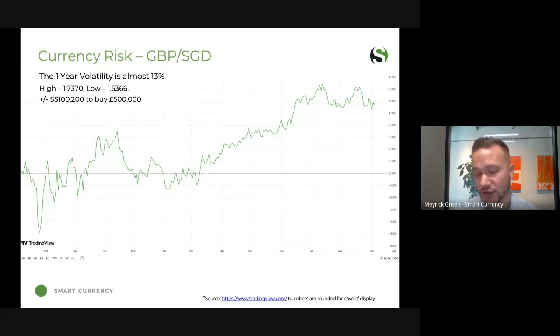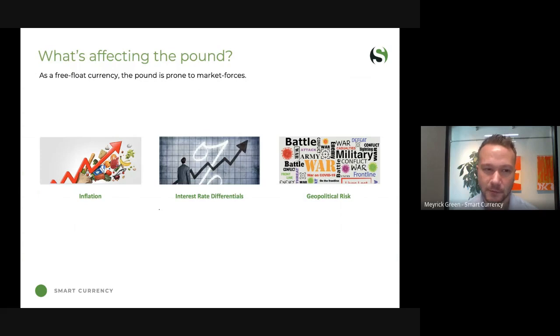Just to put that into context, if you were looking to buy or even sell £500,000 against Singapore dollars, you're looking at a flux of around 100,000 Singapore dollars. And so whilst we talk about saving money, really what we want to look at is how to protect ourselves against losing money. And we'll look at how we can do that as we move through this presentation. You move the slide forward.